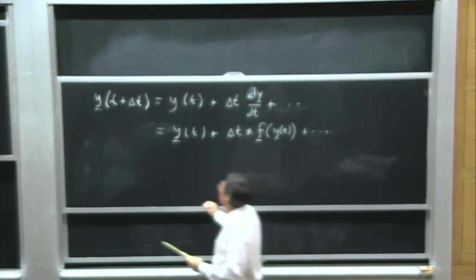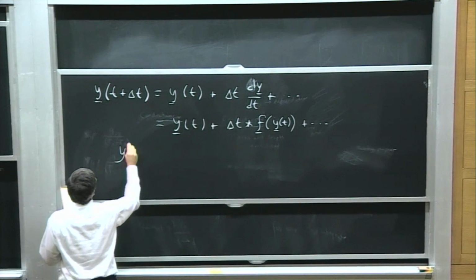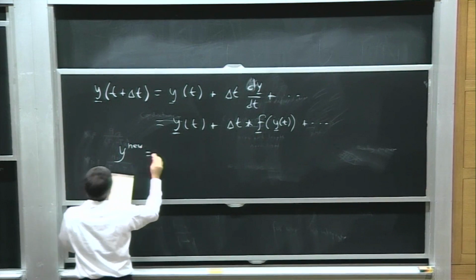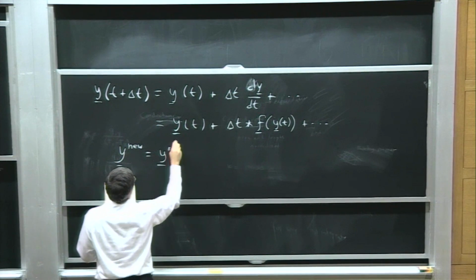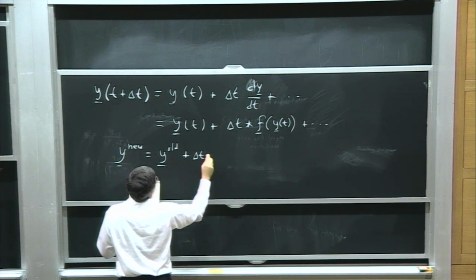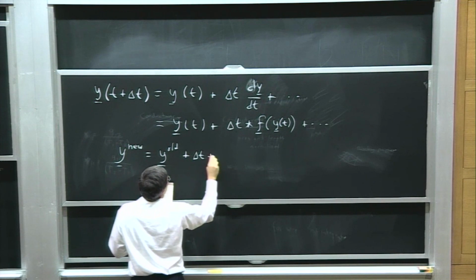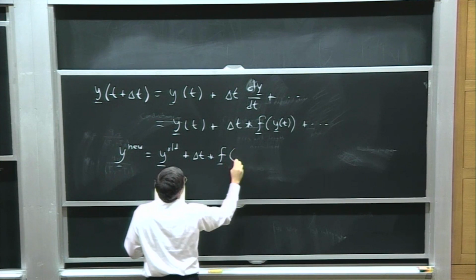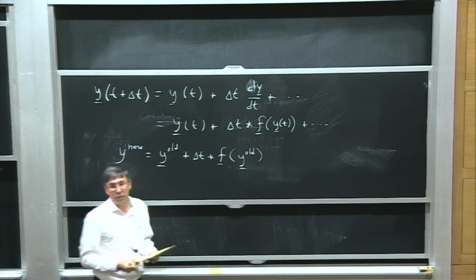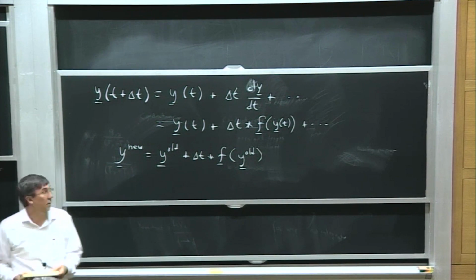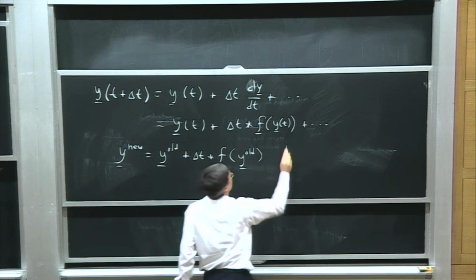So the forward Euler, another way to write it is y new is equal to y old plus delta t times f of y old. Okay. So that's called forward Euler.